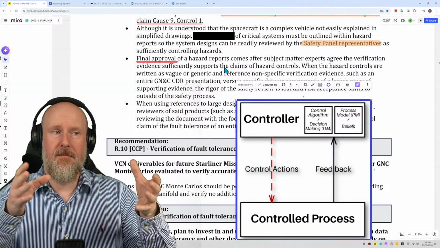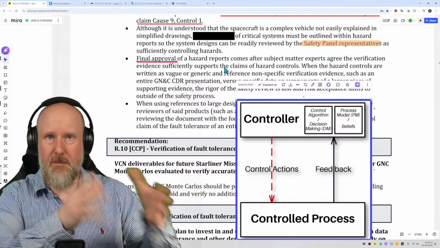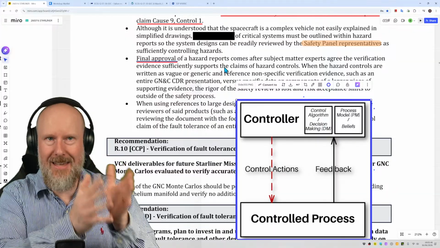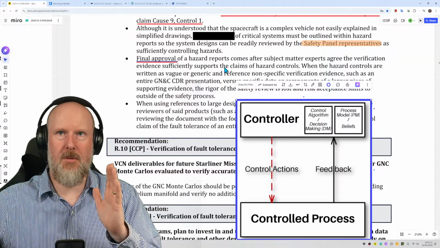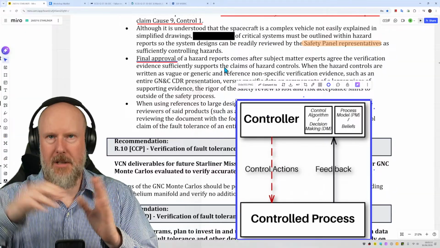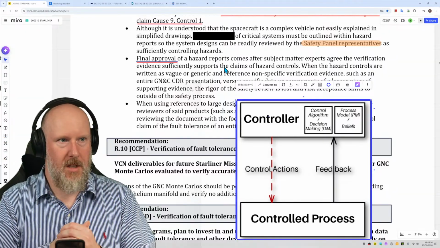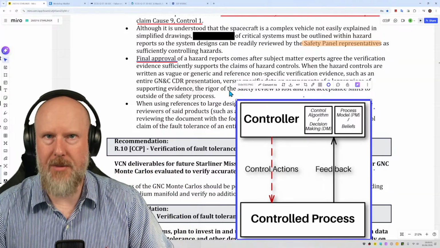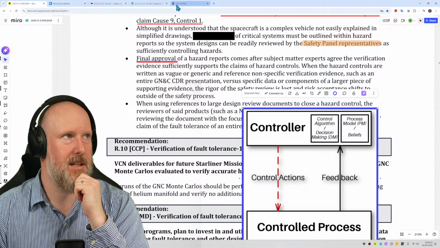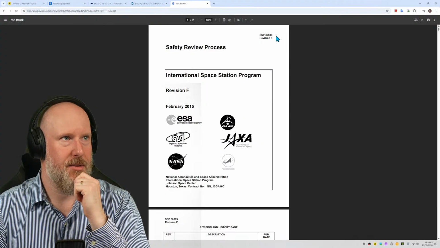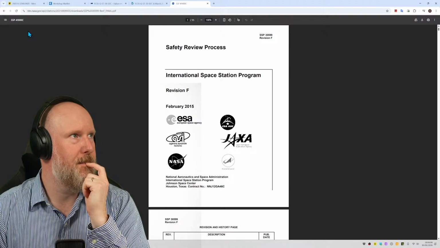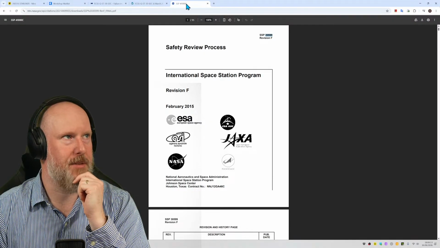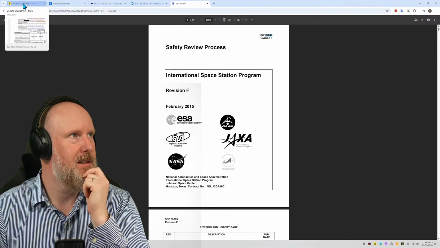Is it the author and the responsible party for the report that signs it off, but they can only sign it off if an independent review panel gives them the thumbs up? Is that how it works? Again, I'd expect to see a reference to a process for how safety documents are reviewed and signed off. And maybe that's that SSP 30599 that we were talking about. Interestingly, this reference is 30599, but the file name is 41000C. Don't know why that is.